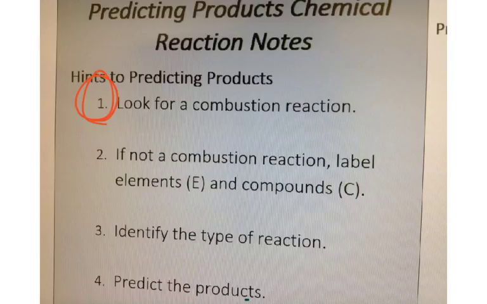If it is not a combustion reaction, then label your elements and your compounds. You can either literally do that or figuratively do that and think about it in your head. The third step is then to identify the type of reaction, because that will help you predict your products.